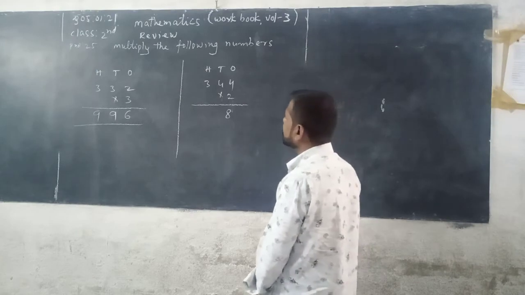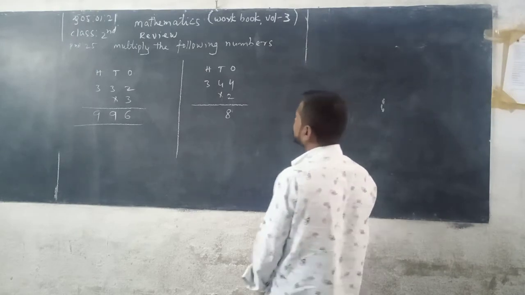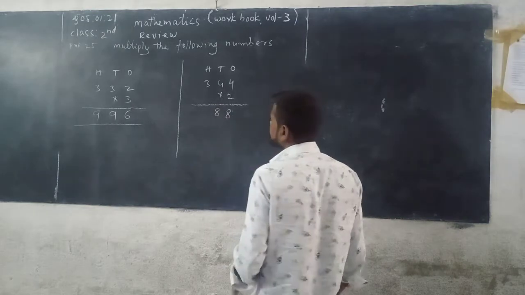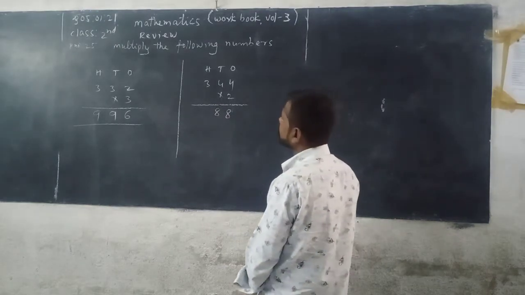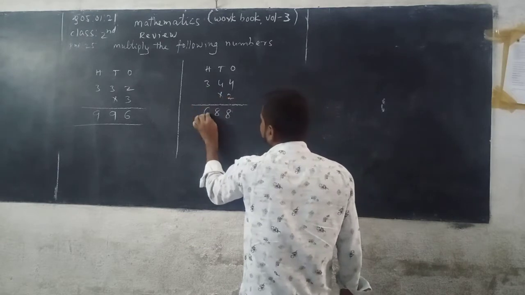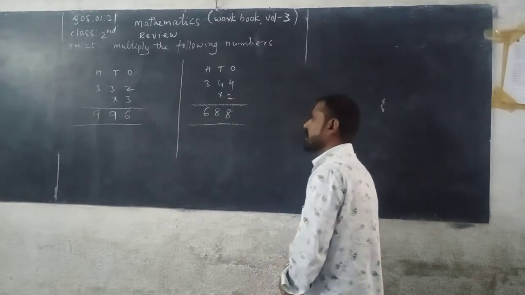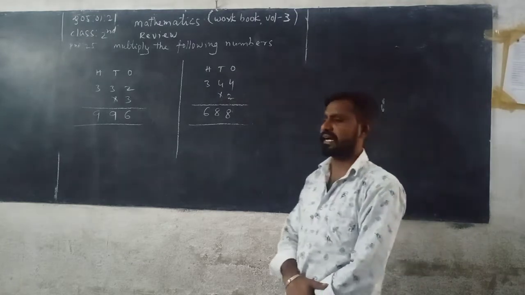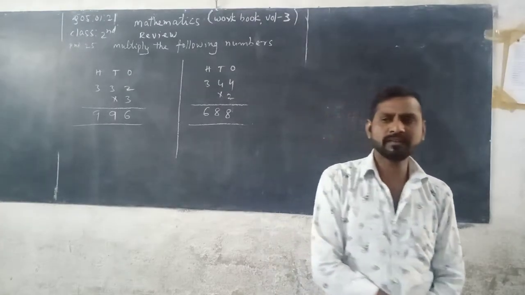Next we multiply the digits in tens place. 4 with 2, 2 4s are 8. 8, write down in tens column of the product. Next we multiply the digits in hundreds place. 3 with 2, 2 3s are 6. 6, write down in hundreds column of the product. Then product is equal to 688. Write down.